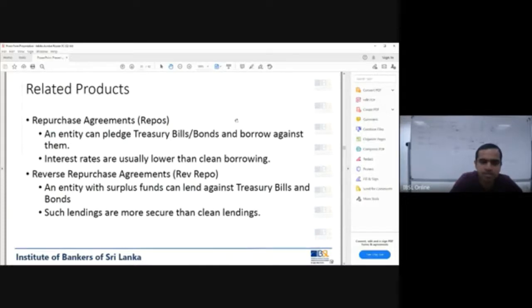Interest rates are usually lower than clean borrowing because it is backed by a security. Repos are backed by a security. So the interest rate is lower than clean borrowing.